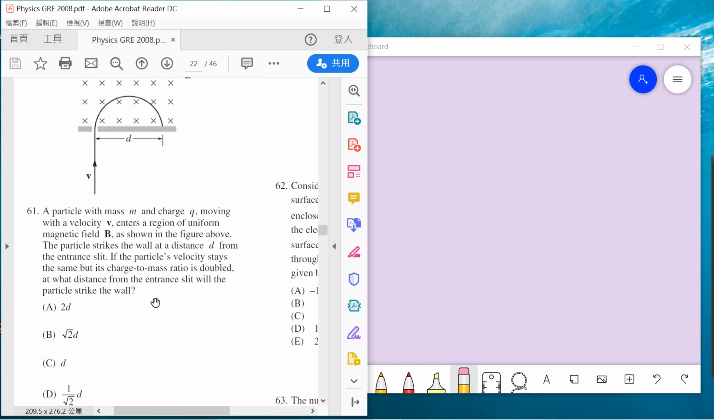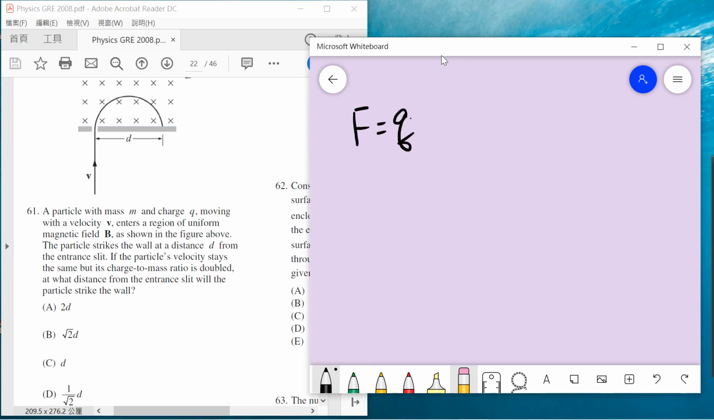Okay, so 61 says that a particle with mass m and charge Q is moving into some region containing the magnetic field shown above, and the particle strikes the wall at a distance d. It asks what happens to the distance if the charge to mass ratio is doubled. The important thing is the qv cross B. Basically, this is a charge in a magnetic field, and if your velocity is perpendicular to the magnetic field, then qvB equals mv squared over r, and d is basically 2r.